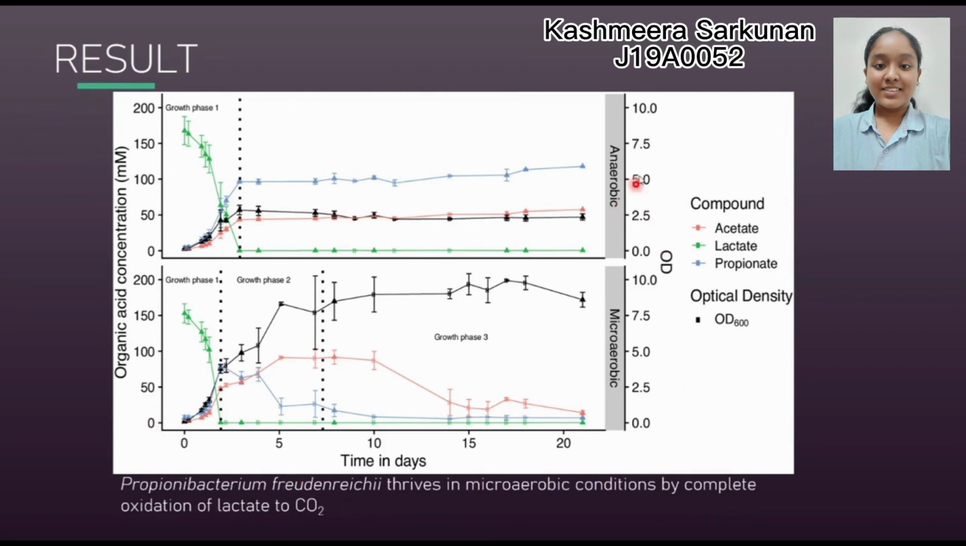Here we can see two different conditions, which are anaerobic and microaerobic. And then here you can see the concentration of organic acid, time in days, and the compound that we are focusing on. Green for lactate, red for acetate, while blue for propionate.